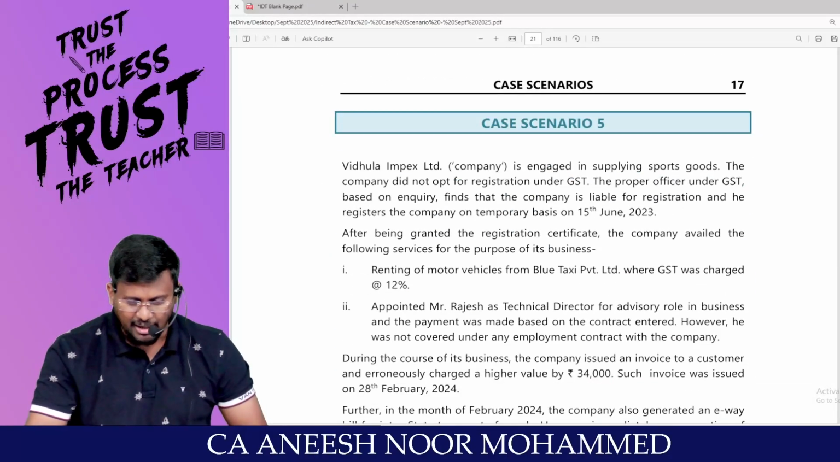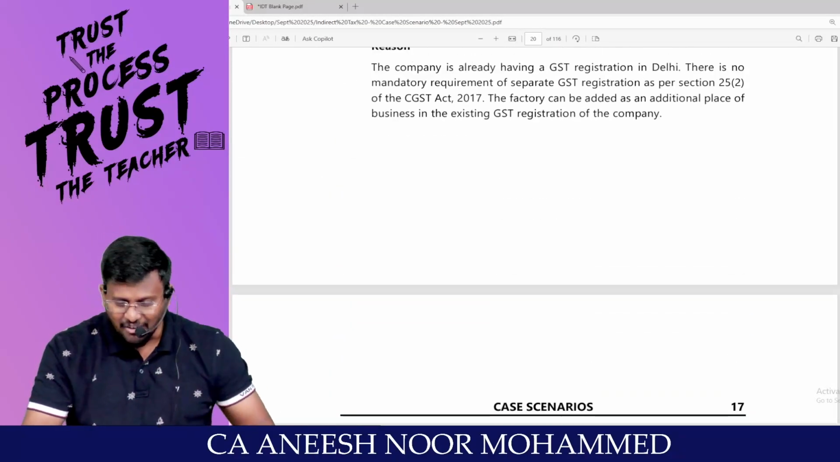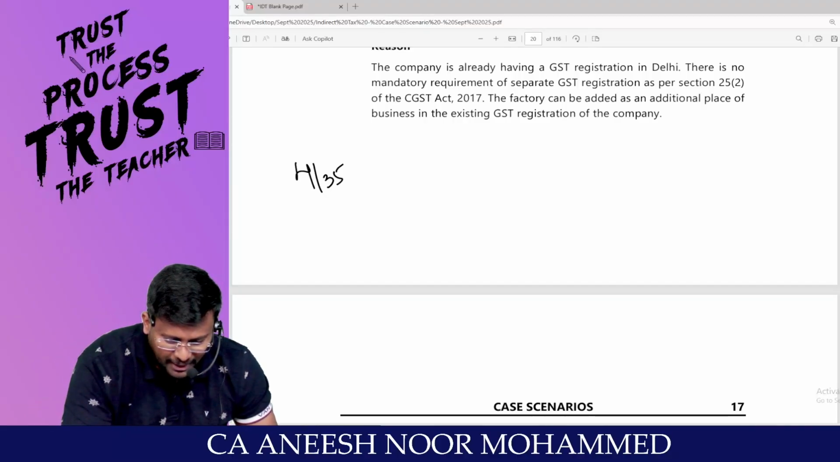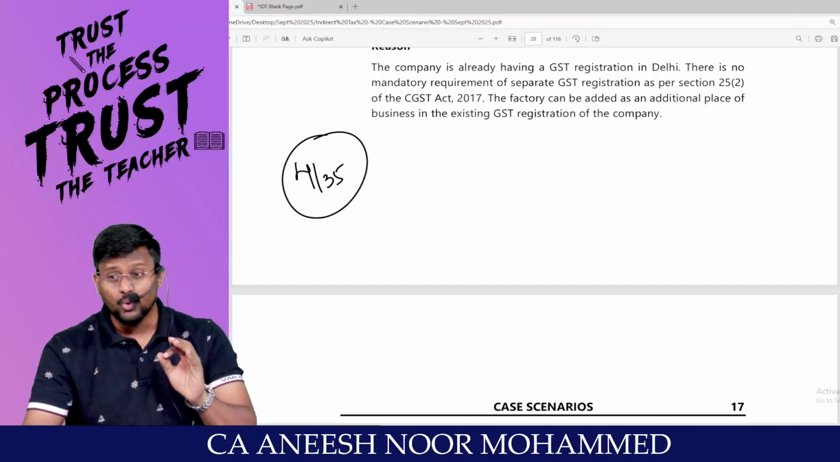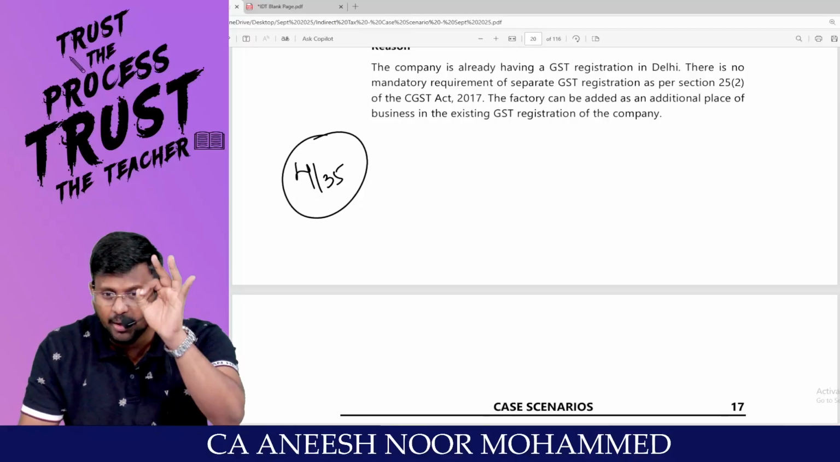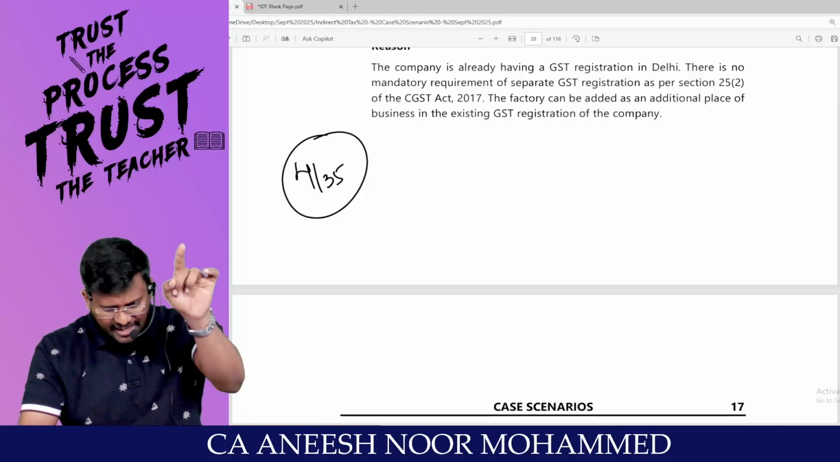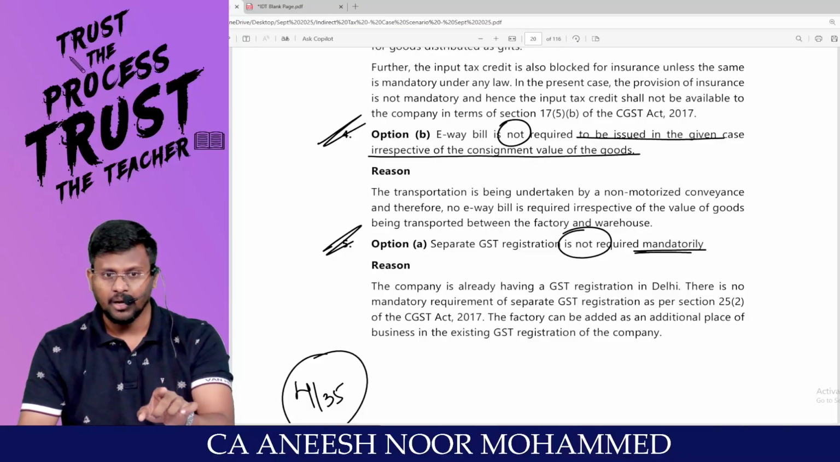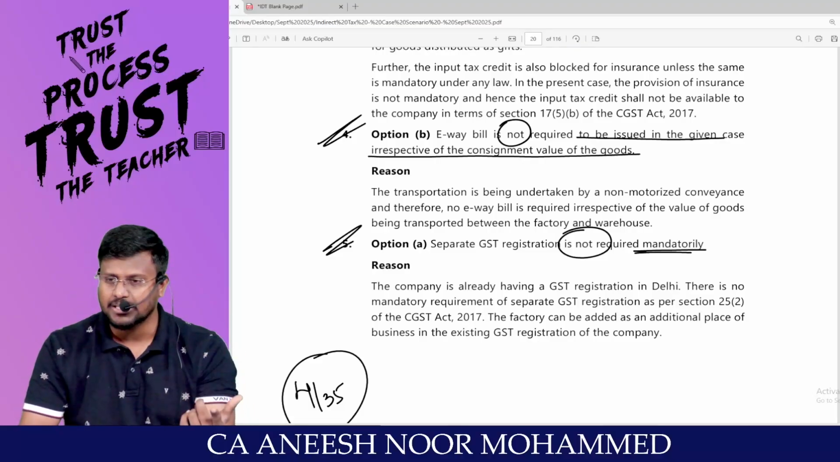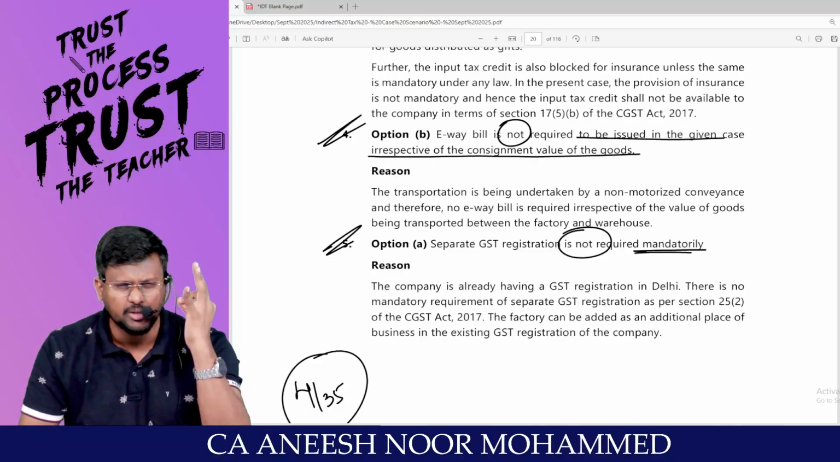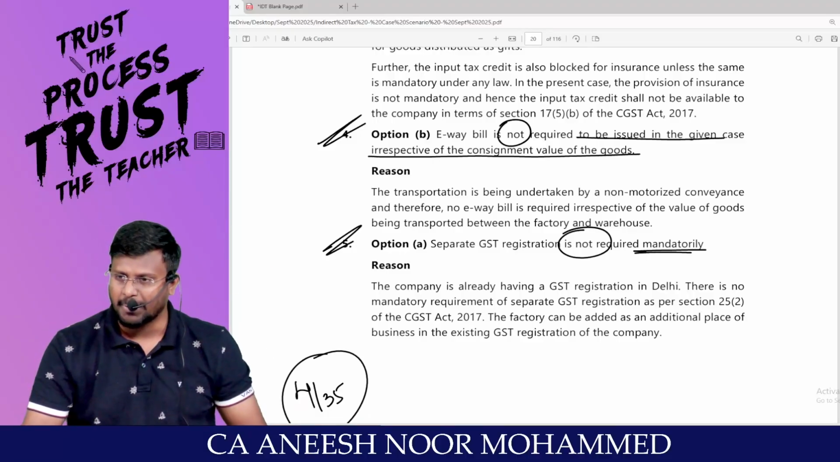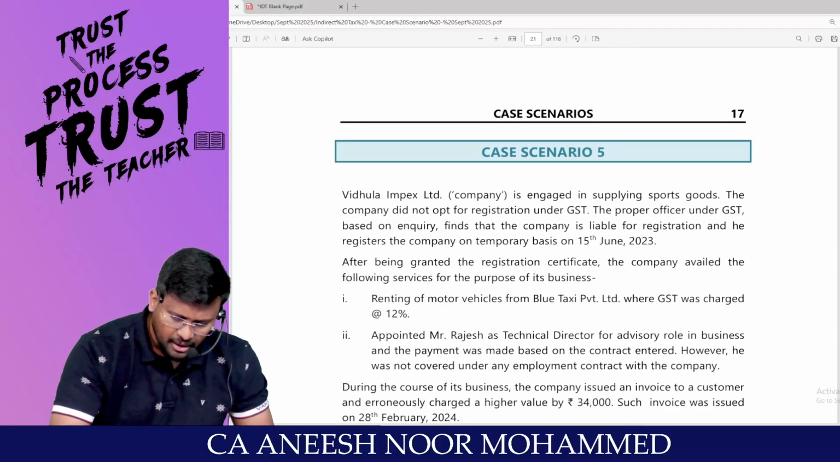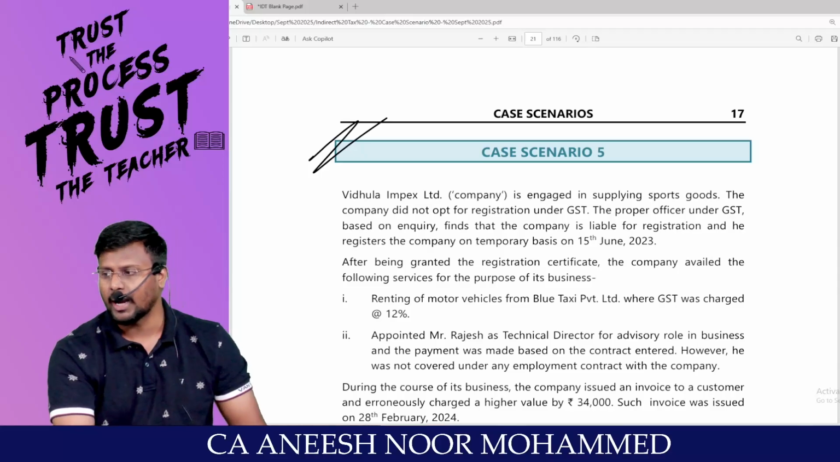You know, my dear lovable students, by this we have done 4 out of 35 case scenarios. Are you able to revise the entire IDT in a better way? Read case scenario number 4. What I mean by reading is: read the reason. Then the provisions will be revised, my dear lovable students. This is the best tool to revise the entire 35 marks of IDT. Come back. We'll be solving case scenario number 5.